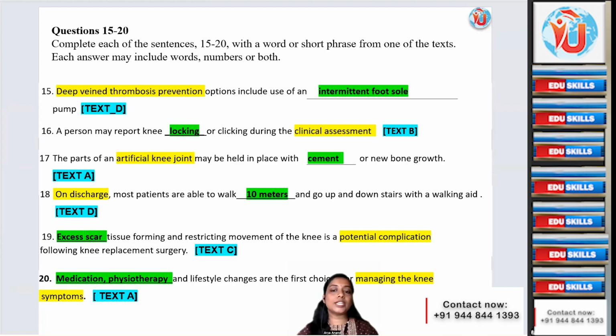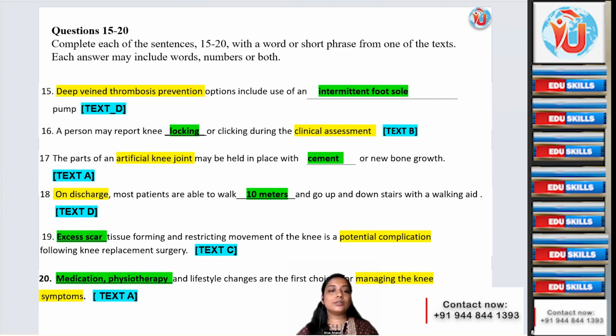So, potential complication is here: excessive scar. Text C. Correct. So the last question, the 20th question: dash and lifestyle changes are the first choices for managing the knee symptoms. Medication and physiotherapy. Correct, text A. Here, first choices, so you'll know there are one or two options, and you have to write the words.